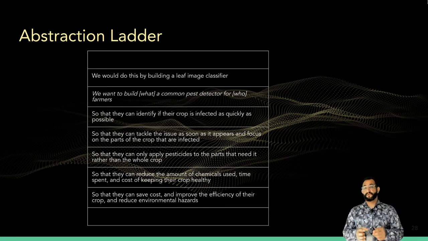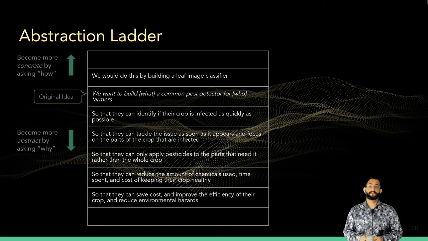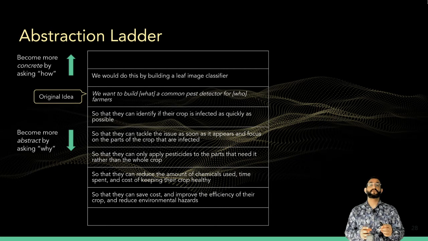Let's go back to the so what exercise we did previously for our farmer friends. What we essentially did there is building the so-called abstraction ladder. The idea here is that as we go up or down through this list, we are becoming more concrete or abstract about the idea that we are working on. We become more concrete when we move up by reading each statement and asking ourselves how. The answer should be the next item on the list.